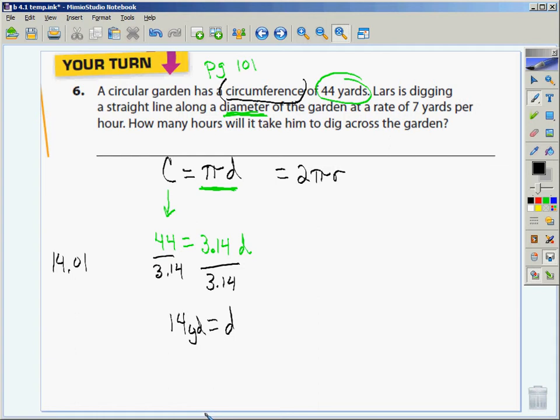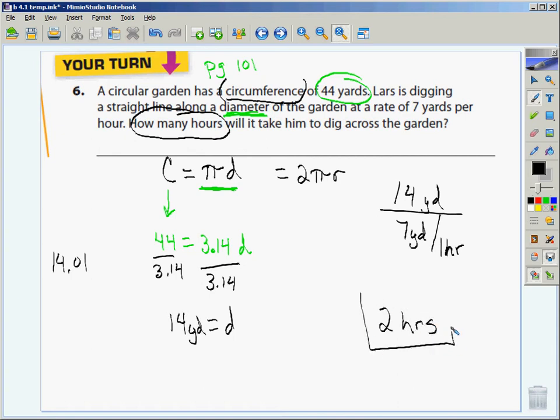Would I be finished yet? No. Why? Because you still have to find hours. Right. The question said, how many hours? That's the real question. How long is it going to take him? 14 yards. It is going to take how many hours? 2 hours. If he can dig 7 yards per 1 hour, then if I take 14 and divide it by 7, it would give me 2 hours. Okay?